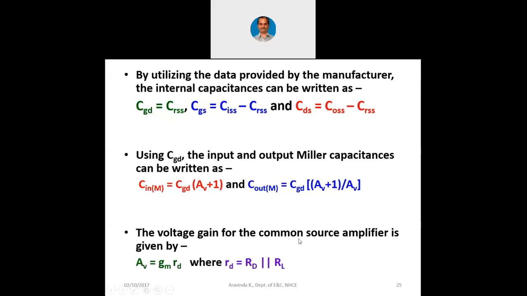The voltage gain for the common source amplifier is given by AV equals GM into rd, where small rd is equal to capital RD in parallel with capital RL. This we are already familiar with.